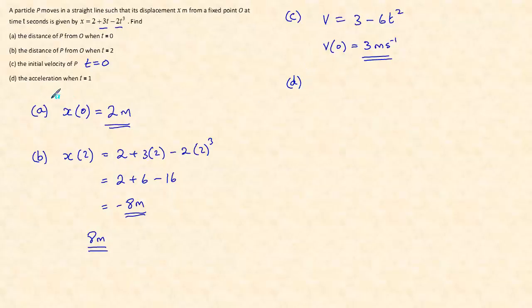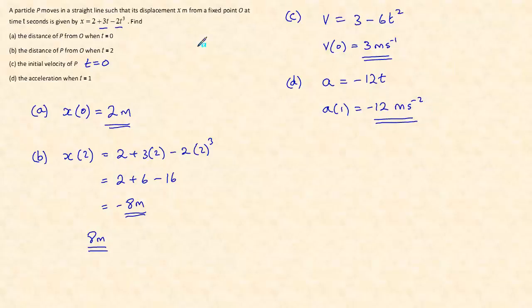Now in part D we want the acceleration when t is 1. So to get to acceleration we differentiate velocity, so that would be negative 12t. So a of 1 is negative 12 meters per second squared.